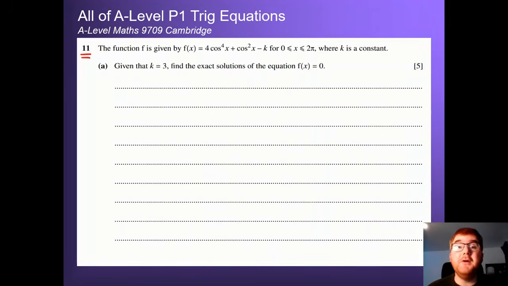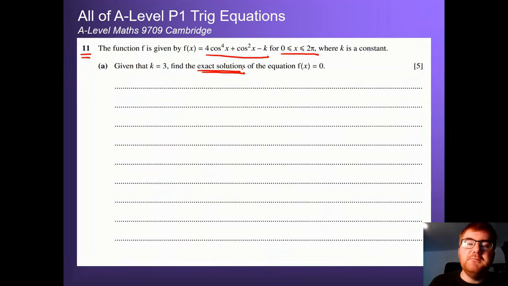Okay, and on to a much more difficult question here on number 11. So our function we're given here as 4 cos x to the power of 4 plus cos squared x minus k between our domain in radians this time of 0 and 2 pi, and k is a constant, and in this case we're given k is 3 and we need to find the exact solutions. This is an important phrase, which means we're looking for things like pi over 3 or 3 pi over 4. So exact, no decimals here for our solutions.